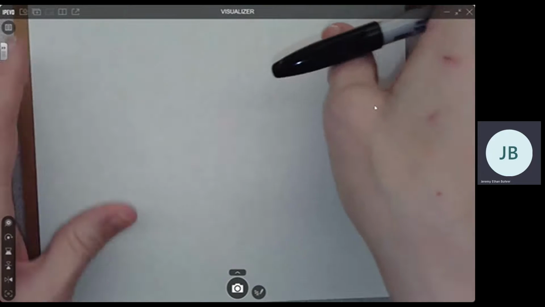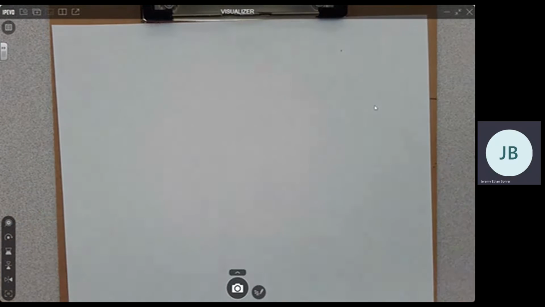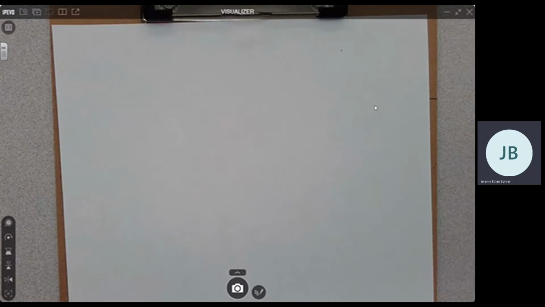Same sort of problem. Let's take a look at this one. The transition matrix T below describes the movement of taxis from zone to zone. Use this information to determine the long-term distribution of the taxis in the three zones. And we're going to do exactly the same kind of thing.